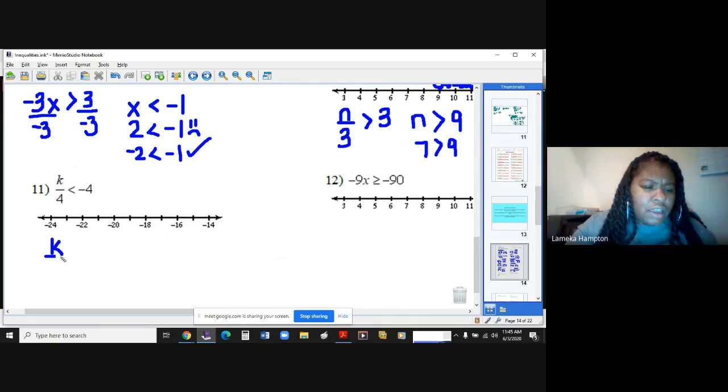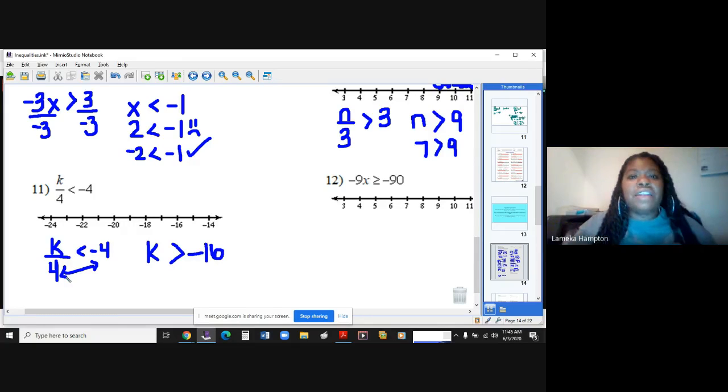So we have k over 4 is less than -4. A negative times a positive gives me a negative. That's right, 16. Yep, that's correct. And now my sign is going to be flipped because I multiplied by a -4. So when I multiply or divide by a negative number, I flip my sign. All right. So do I have an open circle or a closed circle? Open circle. Excellent job. I have an open circle and it's over the number 16.